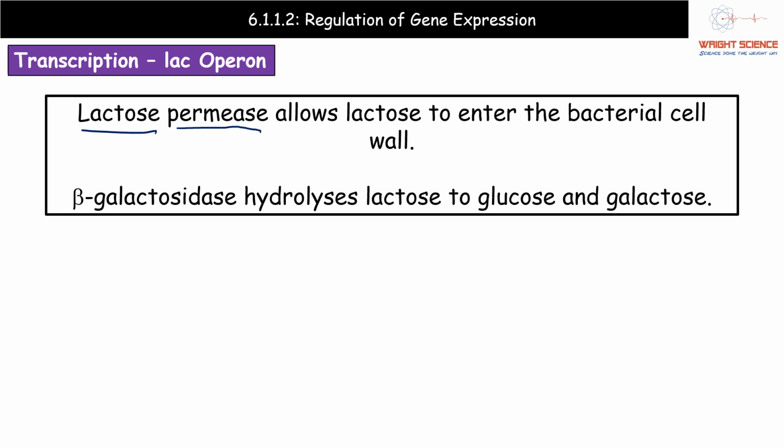So obviously the ending -ase tells us it's an enzyme, so lactose permease just makes the bacterial cell wall able to let lactose cross it. Then we've got our beta-galactosidase, and what we have is an enzyme that is going to be hydrolyzing lactose into the two monomers it's made from, glucose and galactose.